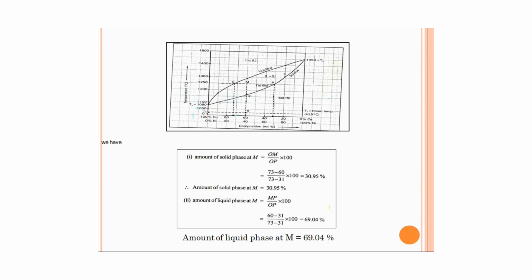Amount of liquid phase at M is MP by OP into 100. If you find out the difference of the value, then you will be able to get 69%. If you add both the liquid plus solid phase, then it must be 100%. So like this, you will be able to calculate the solid and liquid phase.